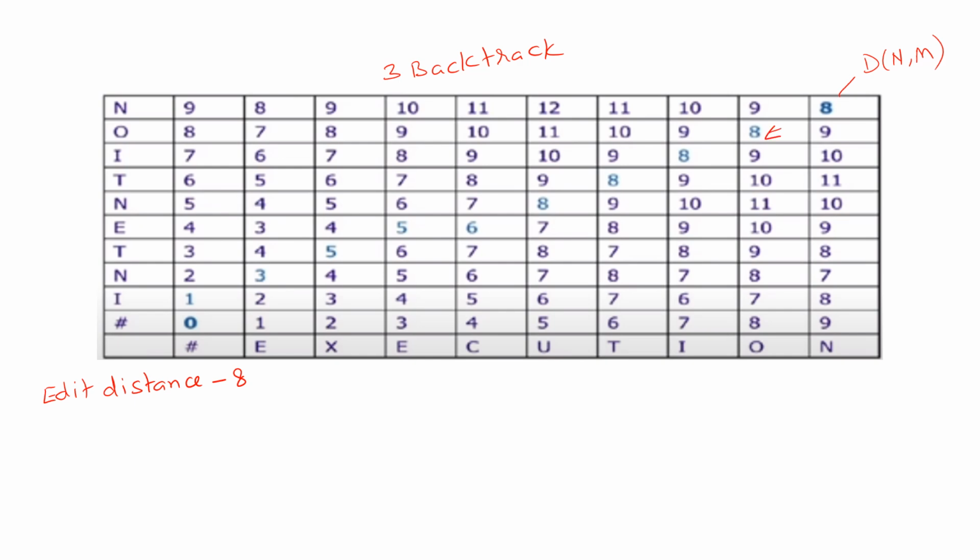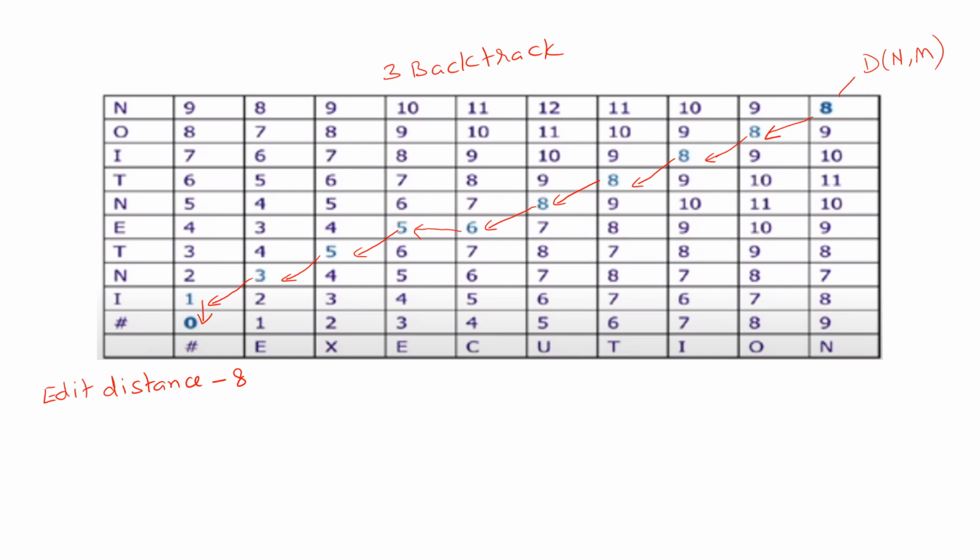I received this 8 from here. Then this 8 I got from this diagonal. No, this 8 I received from this diagonal. This 8 I received from this diagonal. Now this 8 I received from this 6. Then this 6 I received from this 5. Then this 5 I received from here. Again this 5 is received from here. Then this 3 I received from here. And lastly we received from this place.